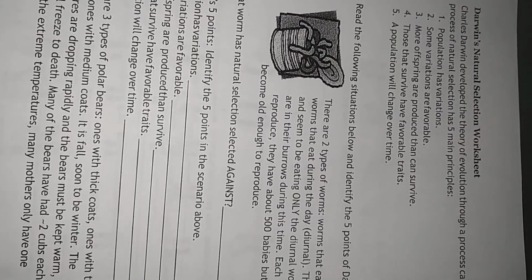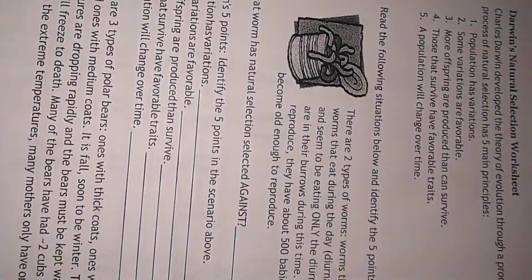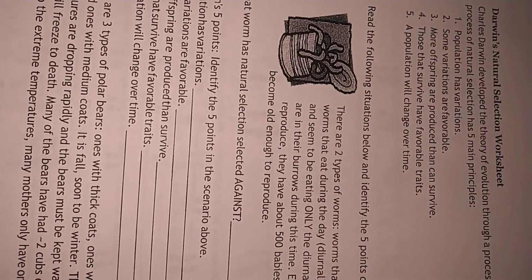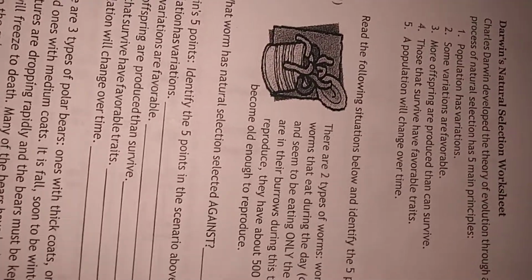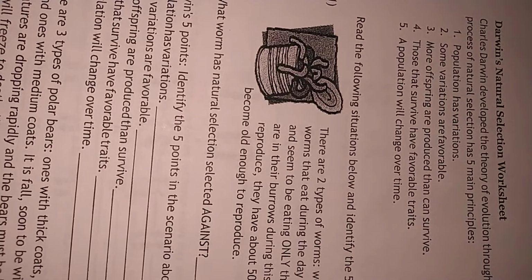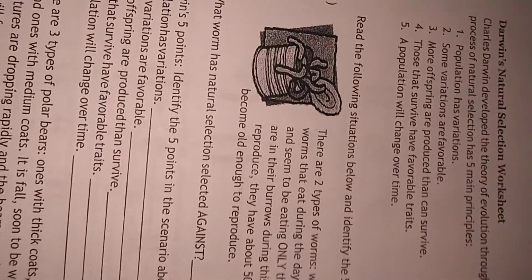Number 1, population has variations. That means everybody's not just exactly alike. There's some variations, or diversity. So some variations are favorable. Some things make it more likely to survive, and then some variations will make you less likely to survive.